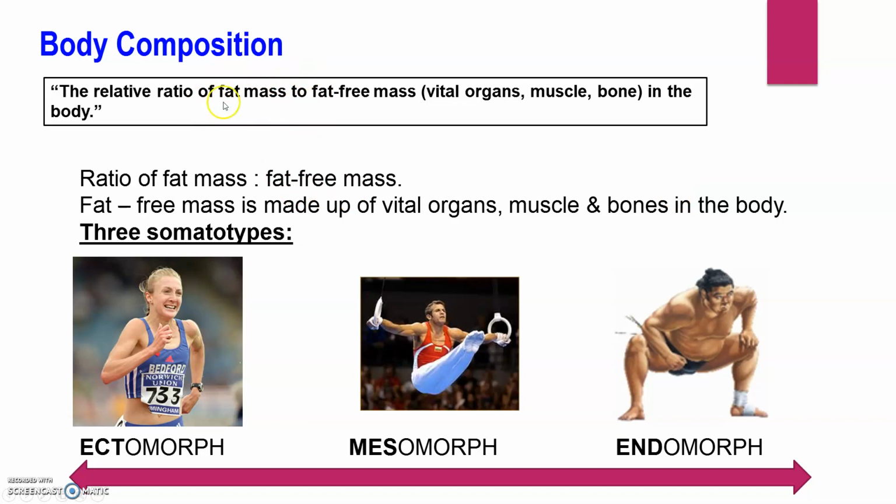This is all you need. It's the relative ratio of fat mass to fat-free mass. The fat-free mass is your vital organs, your muscle and your bone. That's classed as fat-free. There's no fat in any of those in the body. So, body composition, the relative ratio of fat mass to fat-free mass in the body. That is all you need to know. Don't worry about these three somatotypes here. That's all you need to get down for your Cornell notes.